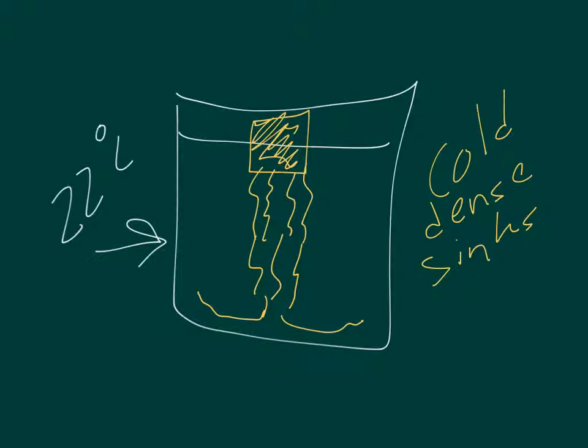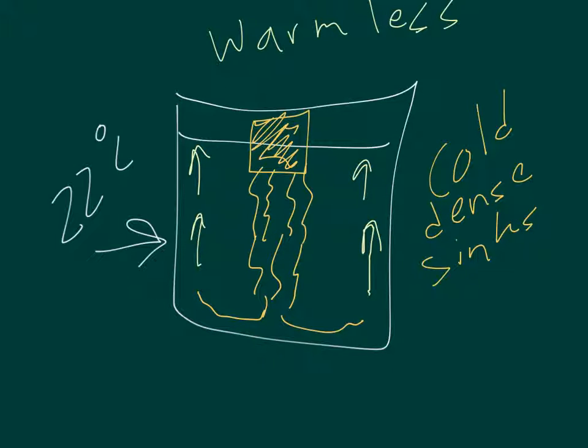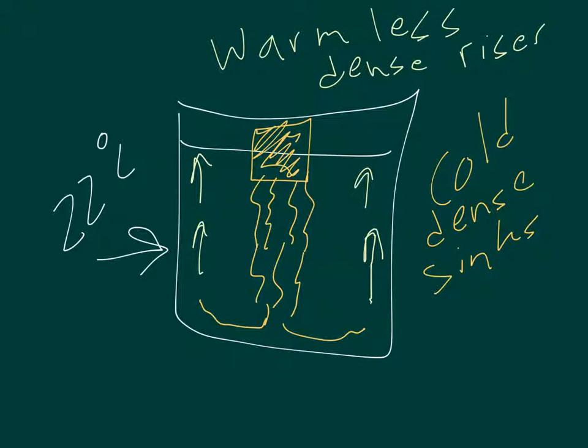Then what happens, as it goes through the water, it actually heats up. So then it starts to go upward. Warm, less dense, rises. So the reason why it gets warm is that this cold water inside of here actually heats up the cold dense fluid.